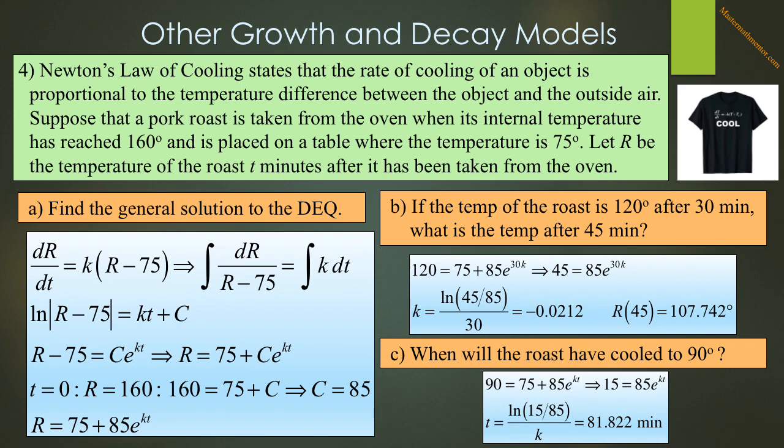We also want to find how long it will take for the roast to cool to 90 degrees. So we set 90 equal to 75 plus 85 e to the kt. Remember, we know the value of k because it has been stored. So therefore, 15 is equal to 85 e to the kt, and t is equal to the natural log of 15 divided by 85, all divided by k. And when we do the calculation, we get 81.822 minutes.